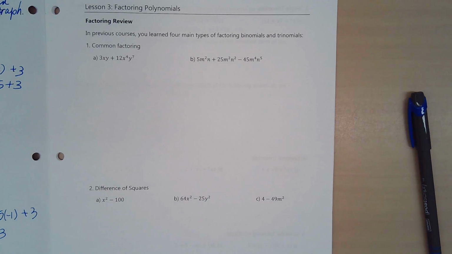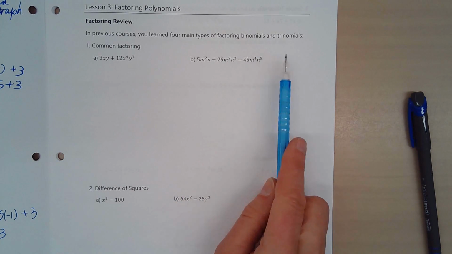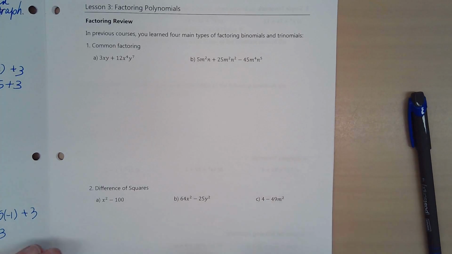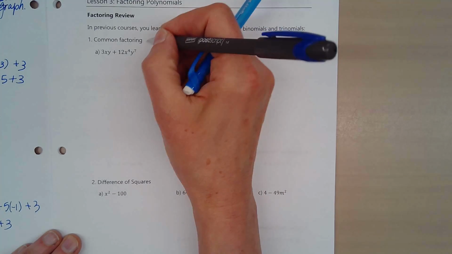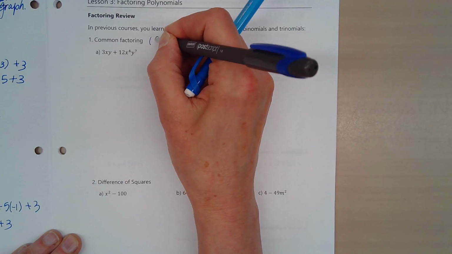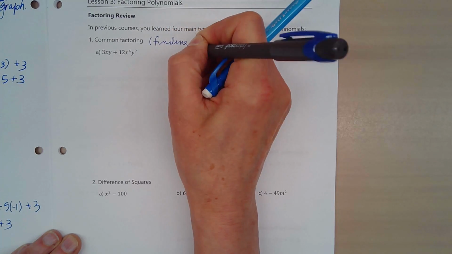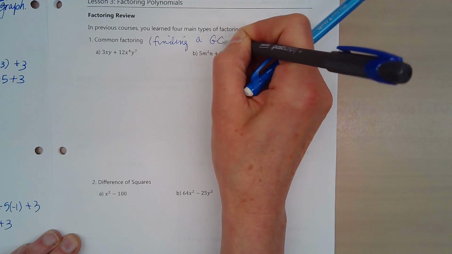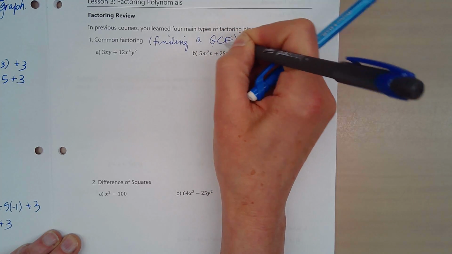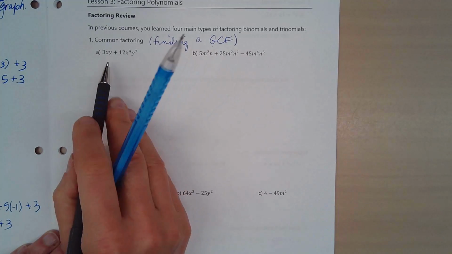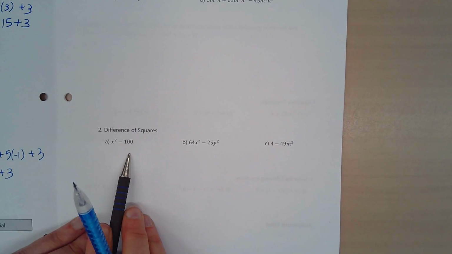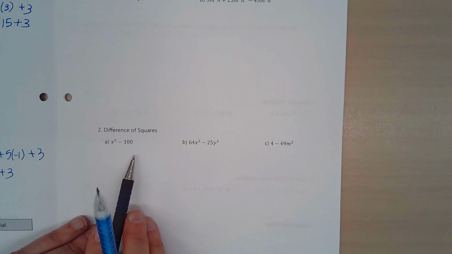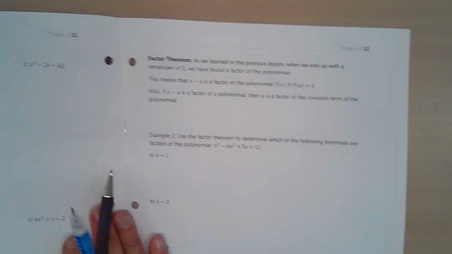It says in previous courses you learned 4 main types of factoring, for binomials and trinomials. So these are how we've divided them up. Just common factoring, GCF, finding a greatest common factor. Because this isn't a trinomial, right? You spent lots of time on trinomials. Then these, the difference of squares, they pop up every so often, so you have to refresh yourself on those.